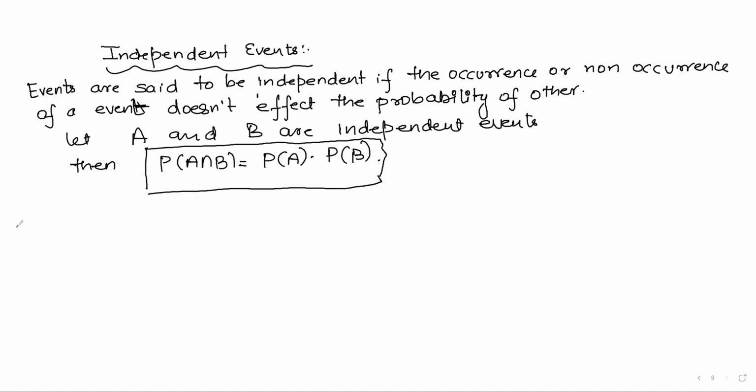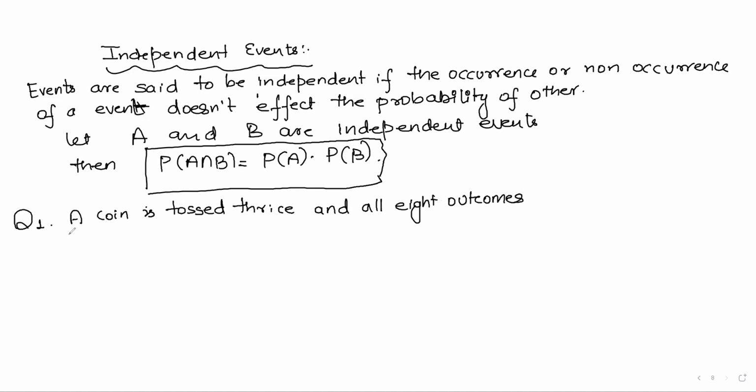I will write the question here. A coin is tossed thrice, and all eight outcomes are equally likely.